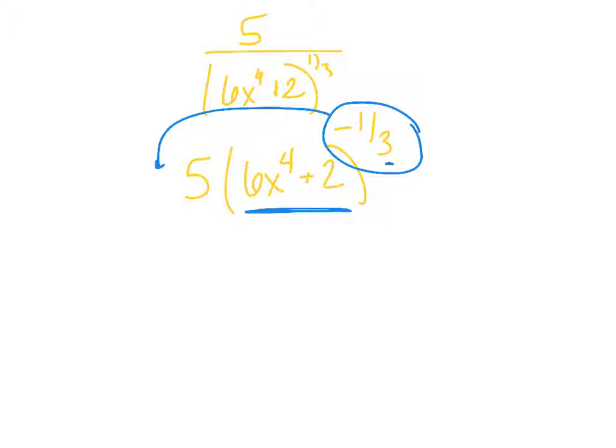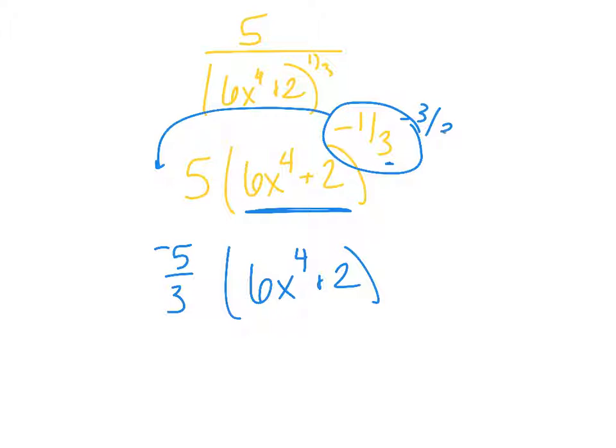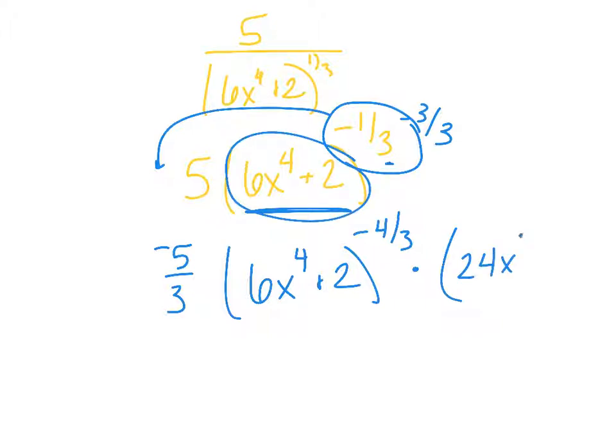When I bring that down, it's going to get me negative 5/3. Leave the inside. And now I have to subtract 1. So I'm really going to subtract 3/3, which of course is going to give me negative 4/3. And then times the derivative of the inside. So that's going to be 6 times 4 is 24x cubed. 2 is a constant, so it's gone.